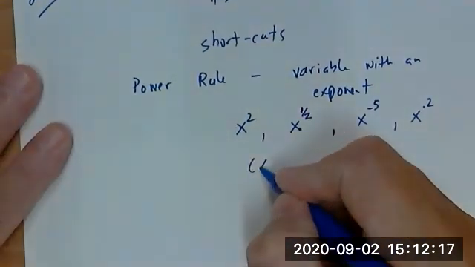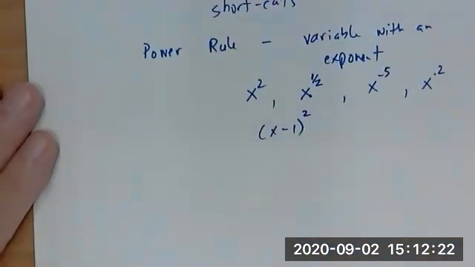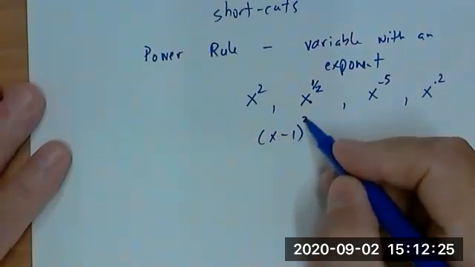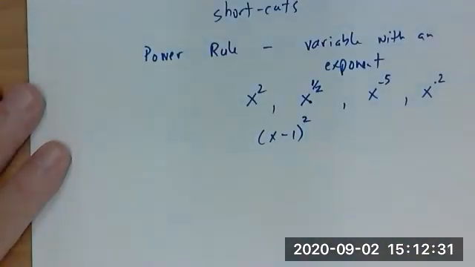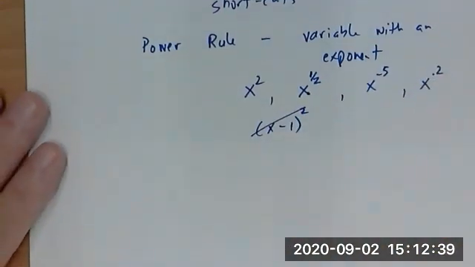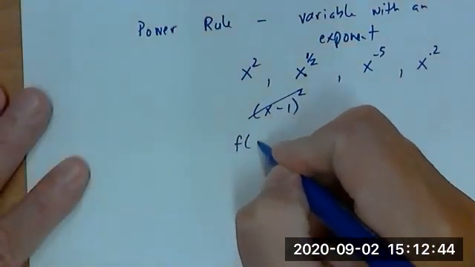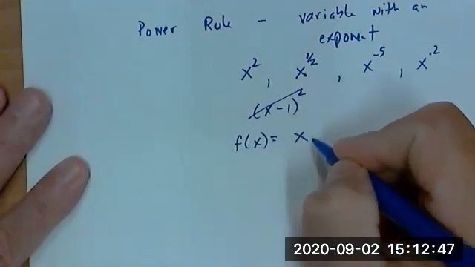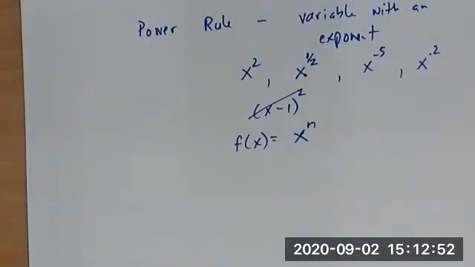What we're not talking about is something like this. This is the parenthesis with stuff inside. The power rule does not apply to this. Let me give you the formal sort of definition of a power rule, and then you're going to see it's very easy to use. So let's say we have x raised to some exponent n, where n is any number.